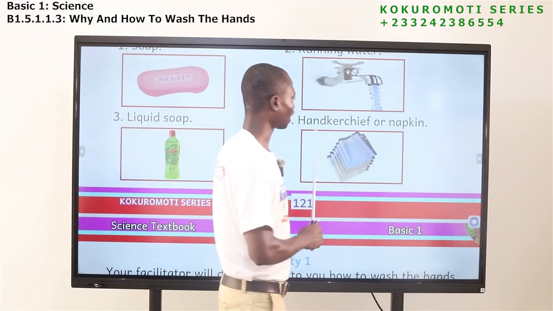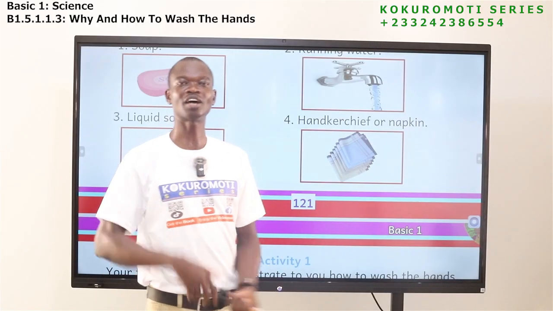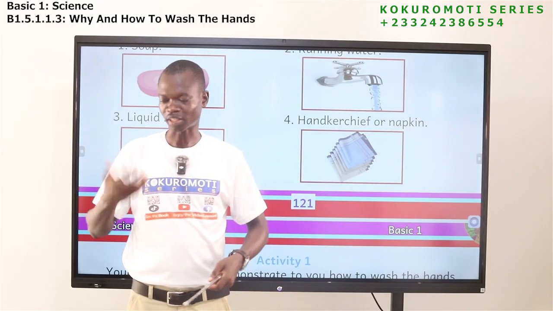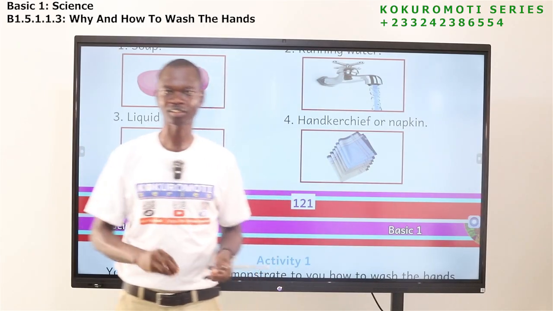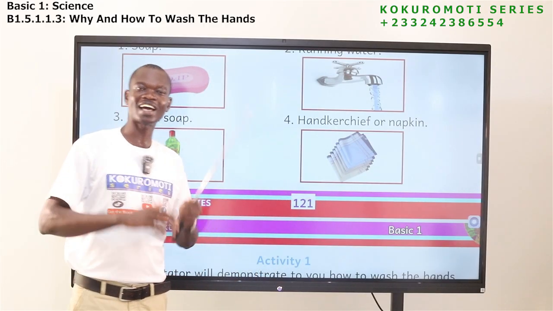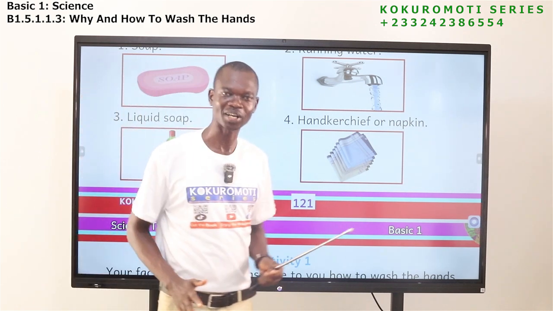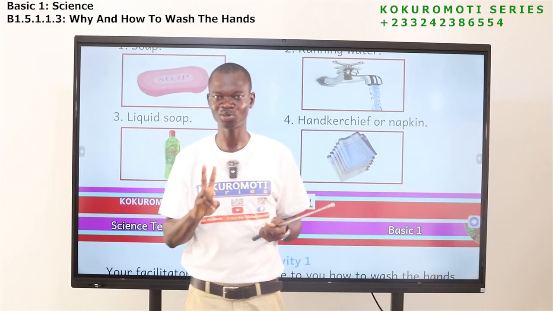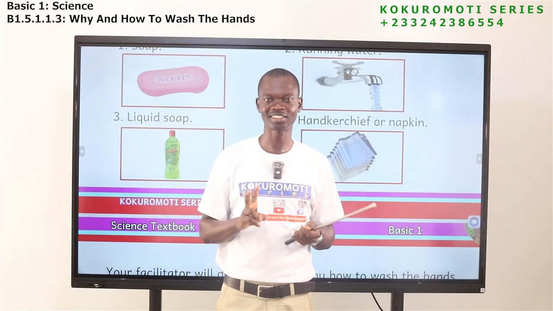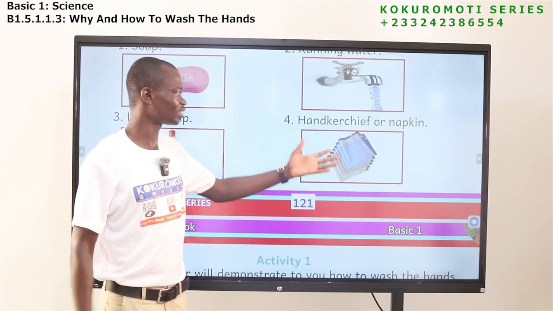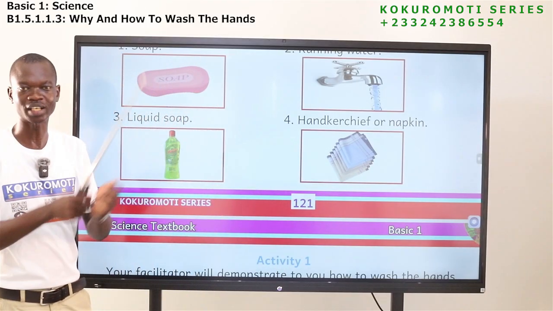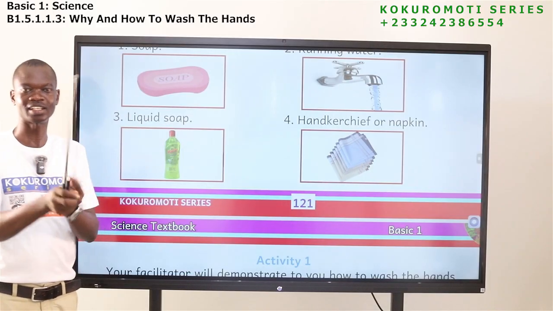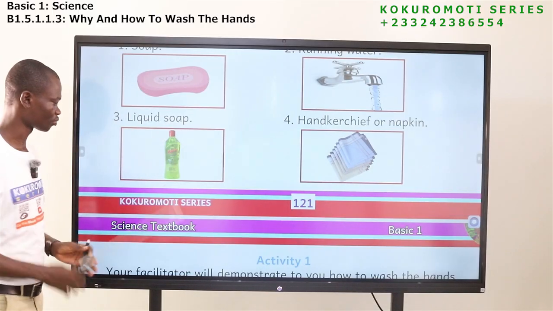The next one is handkerchief or napkin. Some of you, after you have finished washing your hands, then you clean your hands with what? Your dress. No. Use a napkin or handkerchief. So as a beautiful girl like you, as a handsome boy like you, you need to get what? Handkerchief. At least you should get two handkerchiefs. Use a handkerchief or napkin to clean the water and other things on your hands after you have finished washing your hands.